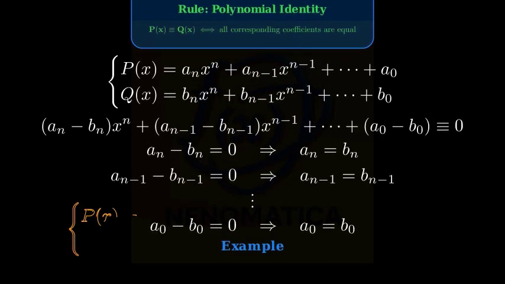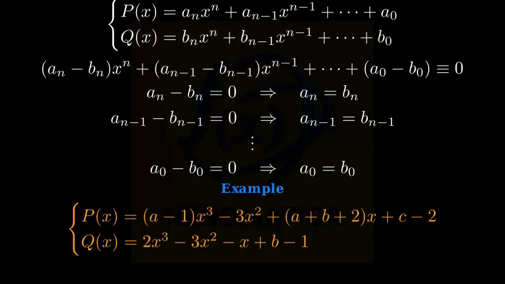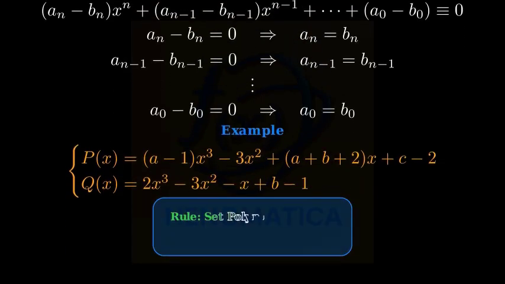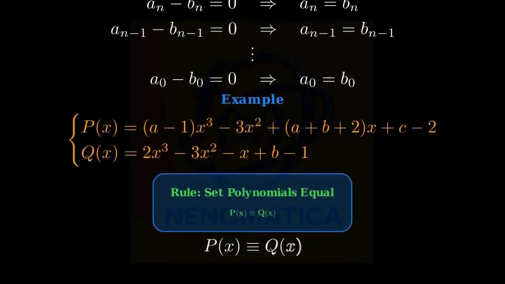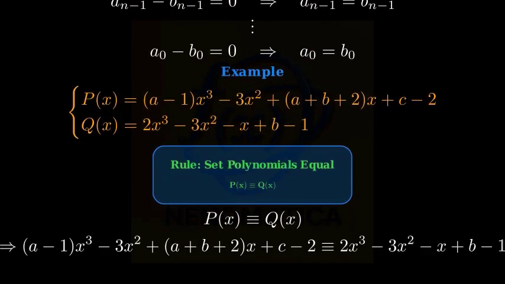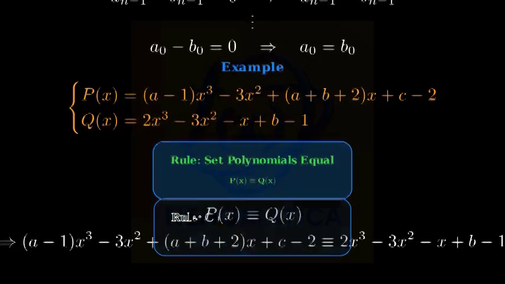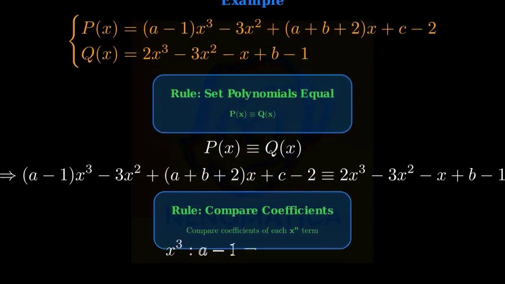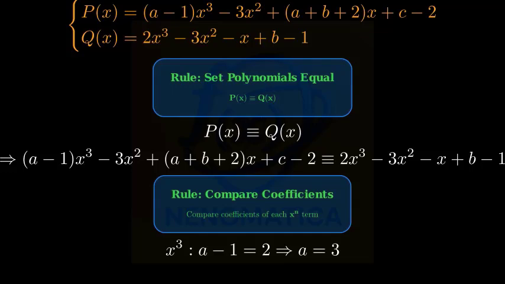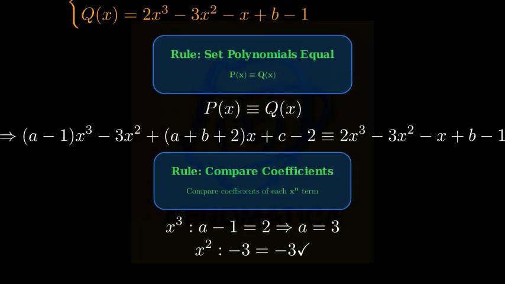We want to determine values of a, b, and c that make these two polynomials identical. To solve this problem, we need to set these polynomials equal to each other. Let's write p of x is identical to q of x and expand the equation. Now, we need to compare the coefficients of each power of x. For the coefficient of x cubed, we have a minus 1 equals 2, which means a equals 3. For the coefficient of x squared, we have negative 3 equals negative 3, which is already satisfied.